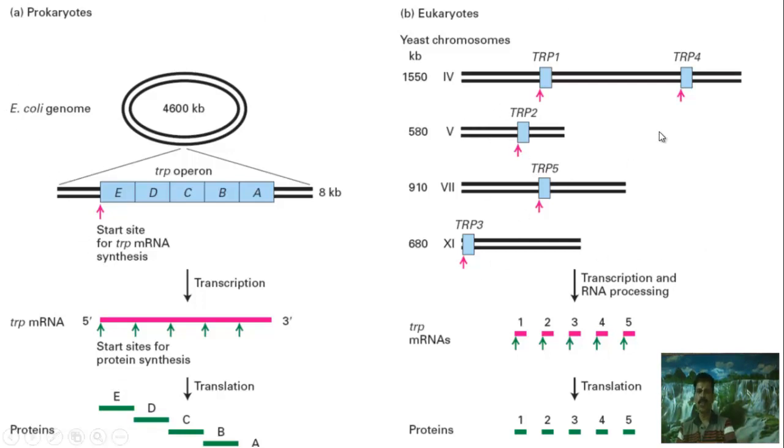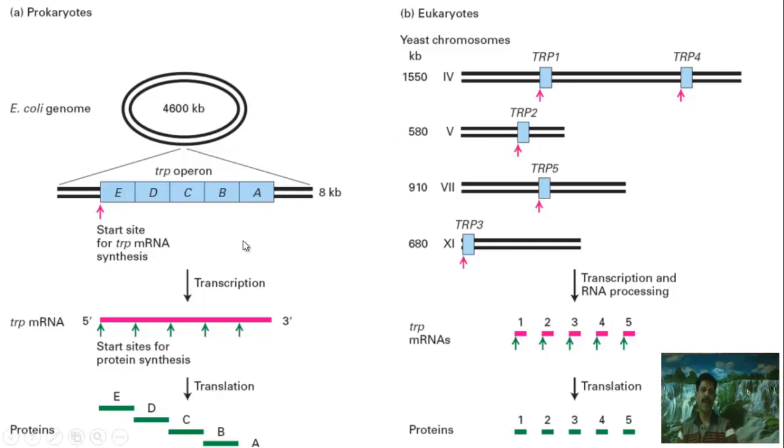But when you go to eukaryotes, for example, in the case of yeast, you can see that the genes are present in different places, in different regions, different chromosomes: 4th chromosome, 5th chromosome, 7th chromosome, and 9th chromosome. And these are again transcribed individually, and you will get 5 different polypeptide chains from 5 different locations, 5 different regions. So that is how eukaryotic genes are usually called a single gene concept, whereas in prokaryotes it is going to be a multi-gene concept.